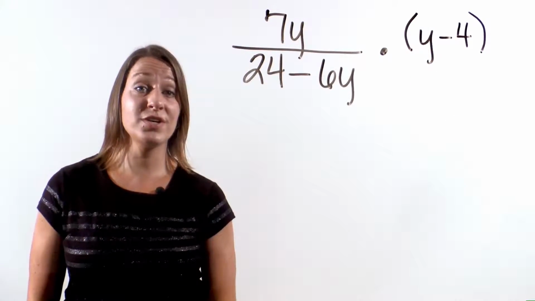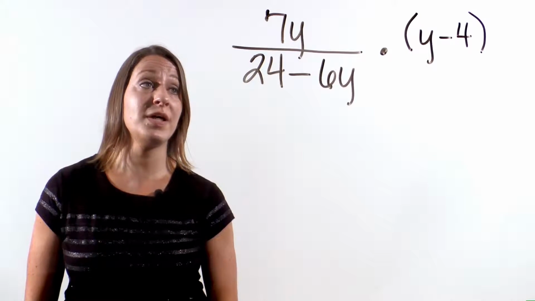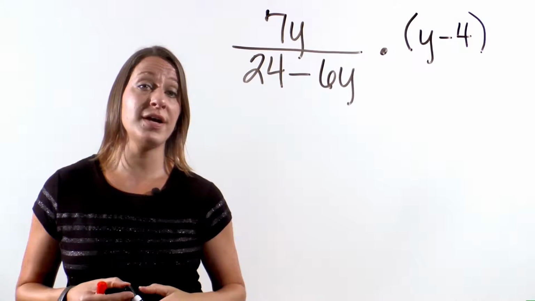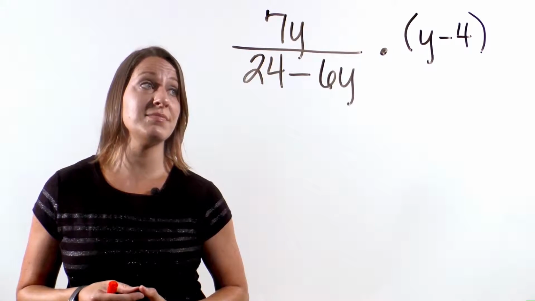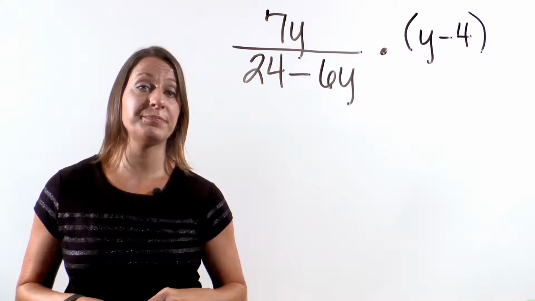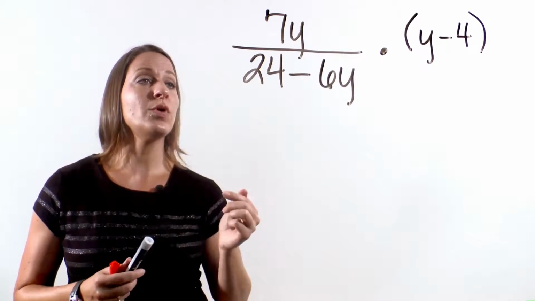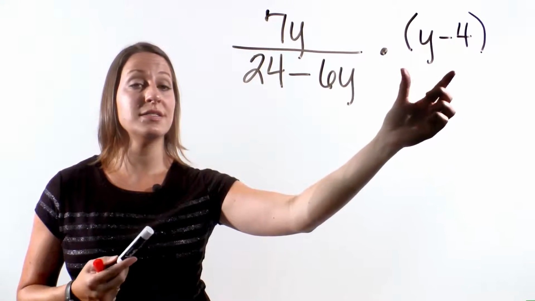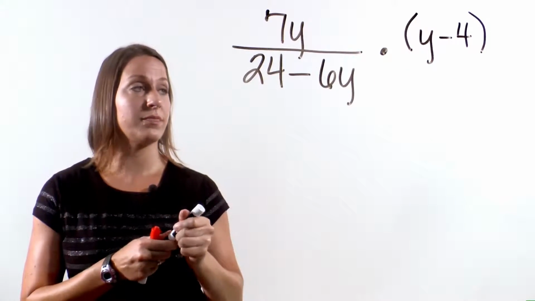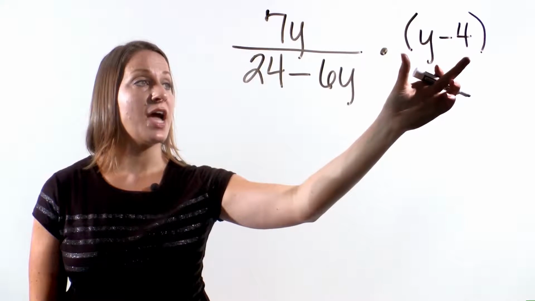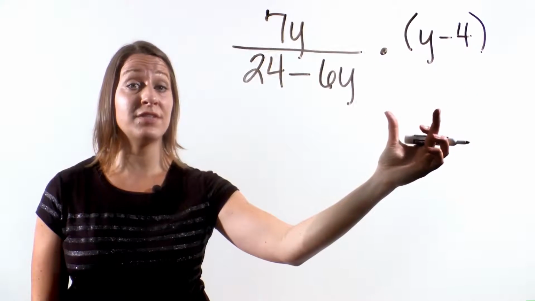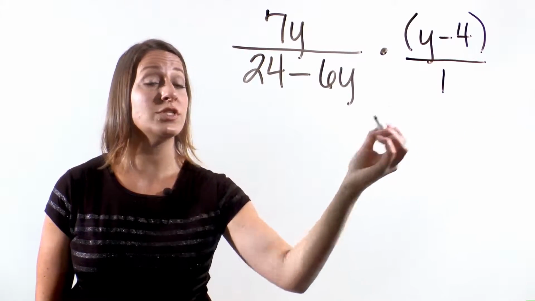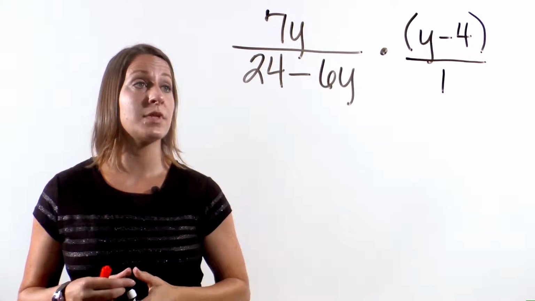Okay, let's do one more example together. Let's multiply 7y over 24 minus 6y times y minus 4. We are going to multiply straight across, but notice this side does not have a denominator. Anytime we have just a number that doesn't have a denominator, we can put that one over 1, just like we do with whole numbers.